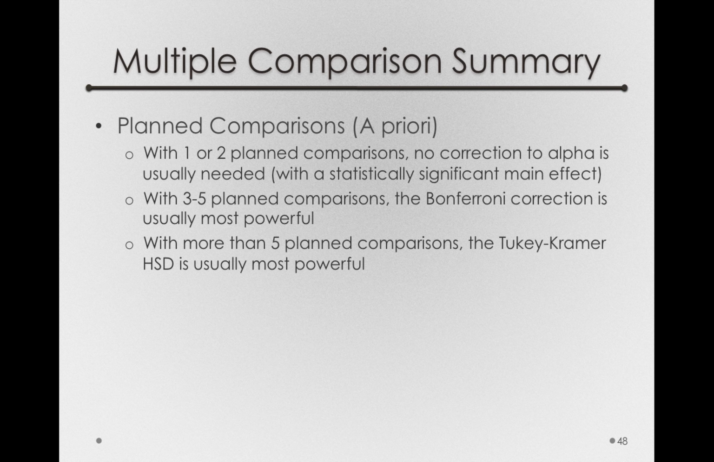When you have many comparisons, in that last case with 190, a Bonferroni correction becomes overly conservative. Imagine dividing your alpha by 190 and having to surmount that value with your p-value.